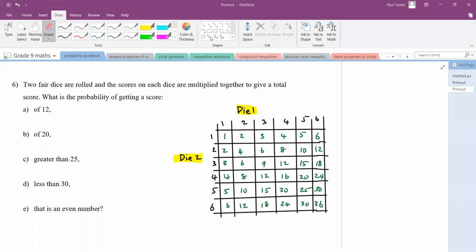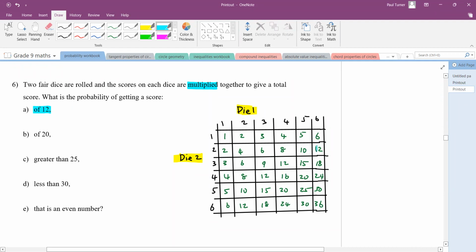In question 6, we have 2 fair dice and we roll them, and the scores on each side are multiplied together. So the key word here is that we multiply the numbers from each side to give a total score. What is the probability of getting the following? So I've already pre-made the table. So we have die 1 and die 2, and we multiply the scores from each die. So for example, 4 times 3 is 12. So they're all the products of each die side. Okay, so what's the probability of getting a score of 12?